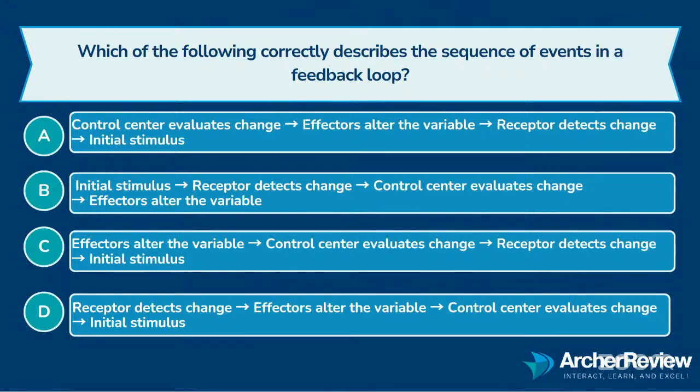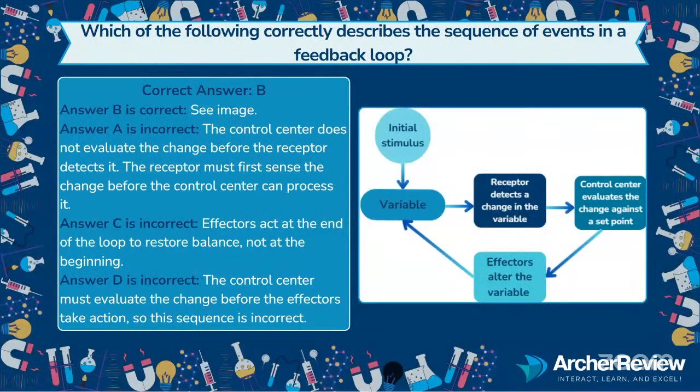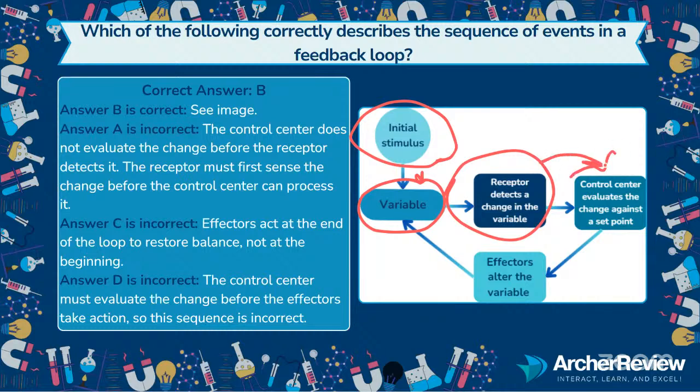Ready for that correct answer? I see a lot of you have it already, so very well done. Our correct answer is B. Our order is that we have that initial stimulus that causes some sort of a variable change. That's what we see right here, which then activates receptors. And those receptors send a signal to our control center. The control center then sends a signal out to our effectors that will then influence that variable change.